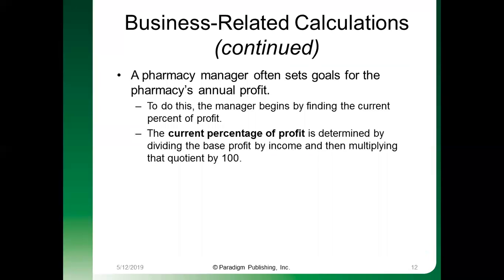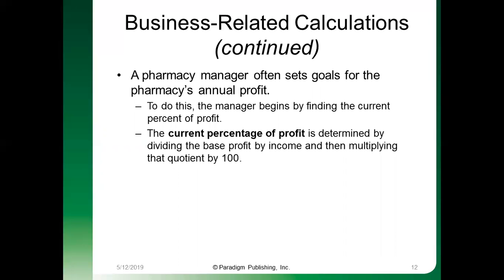A pharmacy manager often sets goals for the pharmacy annual profit. To do this, the manager begins by finding the current percent of profit. The current percent of profit is determined by dividing the base profit by income and then multiplying the quotient by 100.